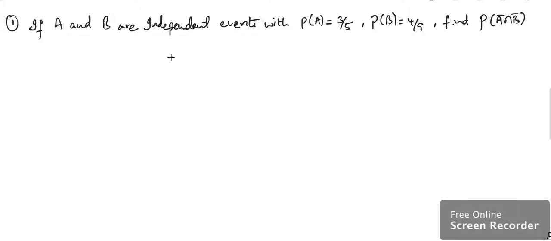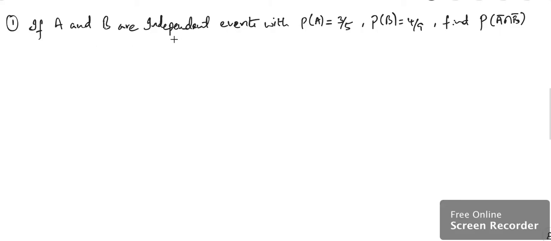Today we're going to solve the CBSE grade 12 final examination very short questions. So I've taken up the topic from probability now. If A and B are independent events with P of A and P of B values given, we need to work out P of not A and not B.